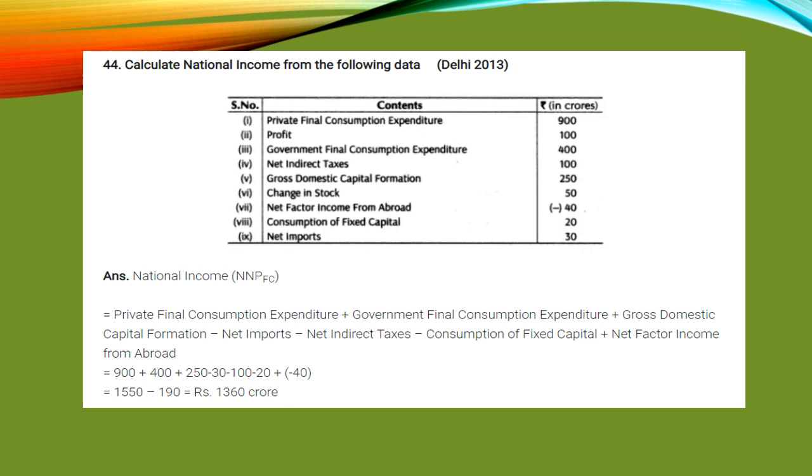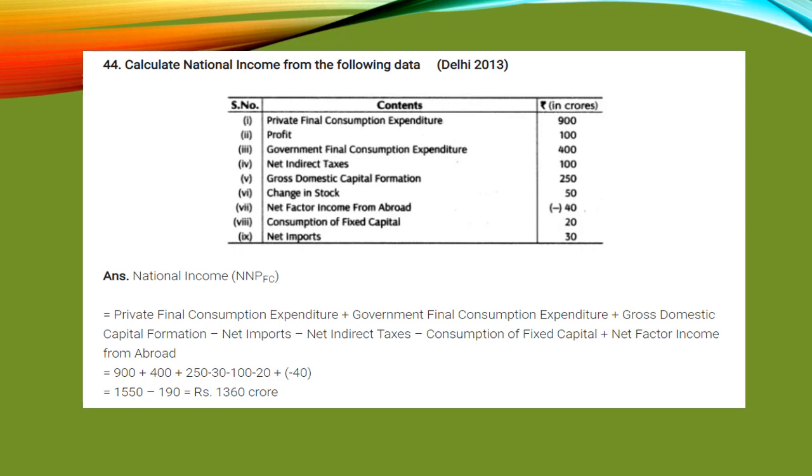Then the next item is government final consumption expenditure. Gross domestic capital formation is given, so there is no need to add change in stock to it. Then net imports are given. If net exports were given, we would add its value. Now net imports are given, so we will deduct the value.